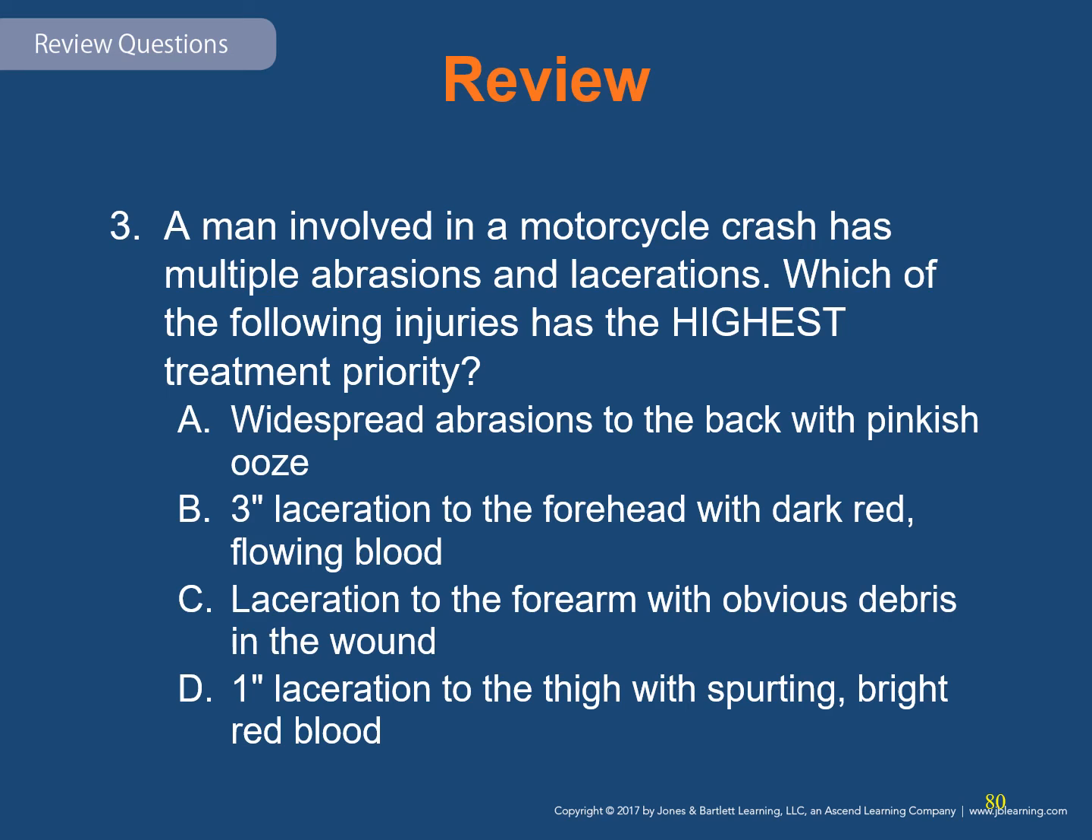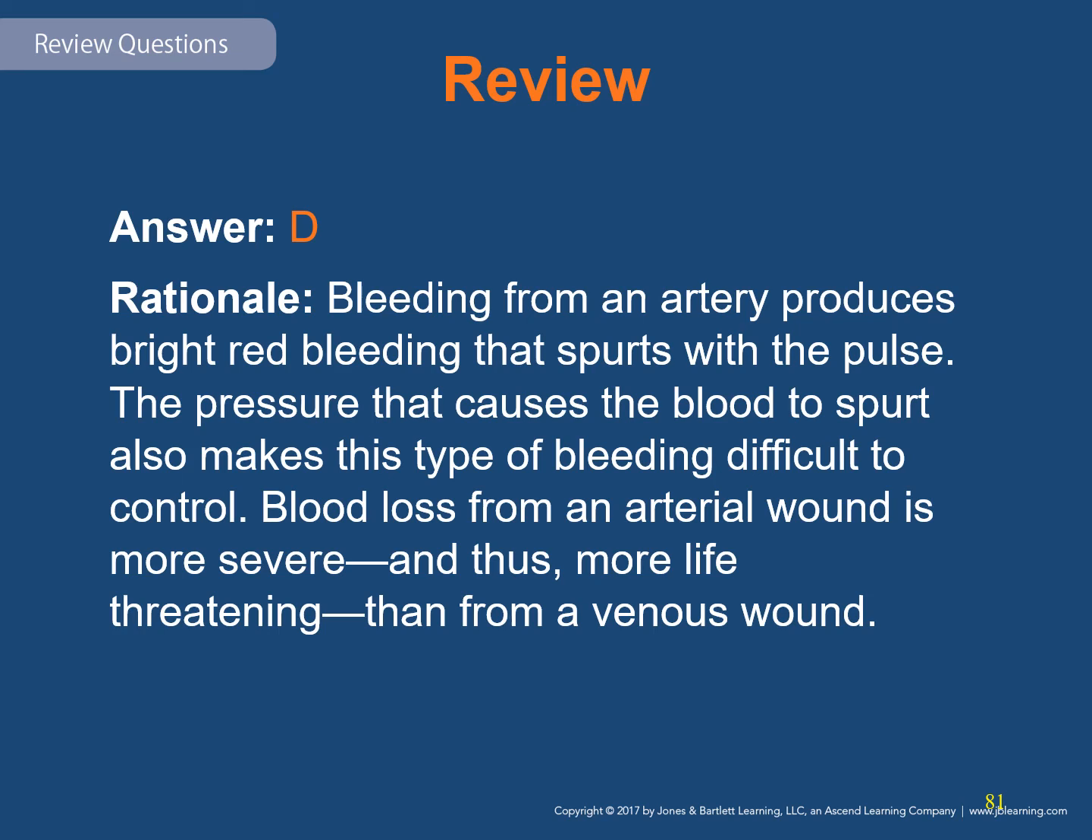Review question 3. A man involved in a motorcycle crash has multiple abrasions and lacerations. Which of the following injuries has the highest treatment priority? A, widespread abrasions to the back with pinkish ooze. B, 3-inch laceration to the forehead with dark red flowing blood. C, laceration to the forearm with obvious debris in the wound. D, 1-inch laceration to the thigh with spurting bright red blood. The correct answer is D.